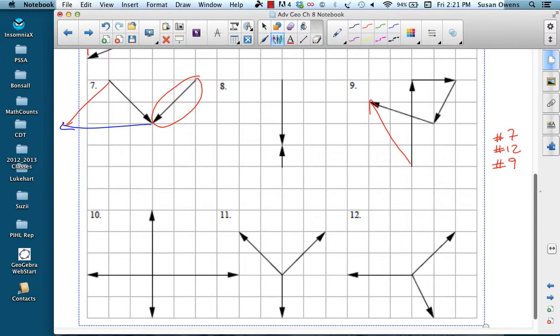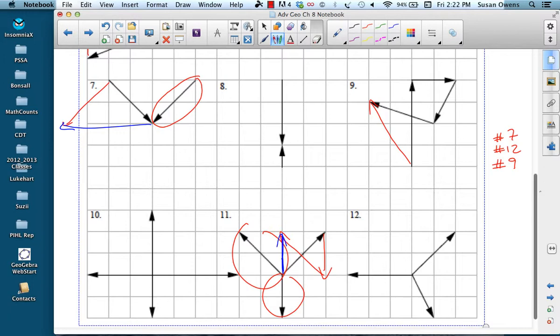Number 12. Oh, you think it's 11? Okay, number 11. I would have to do a couple things. Suppose I pick up this vector and move it here, and then I pick up this vector and move it here. Nope. It's 12. It's actually this vector right here.